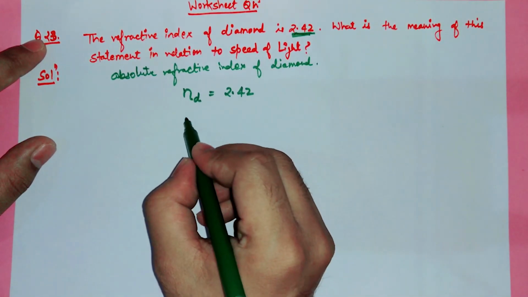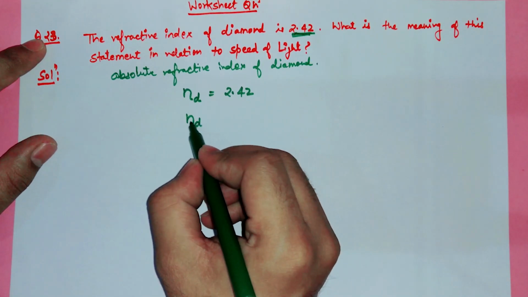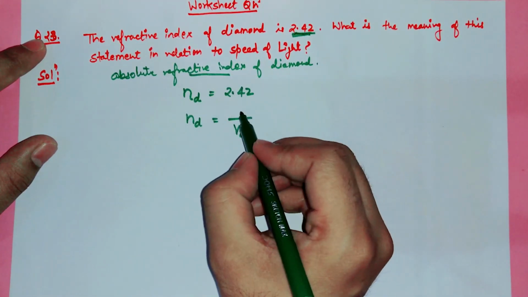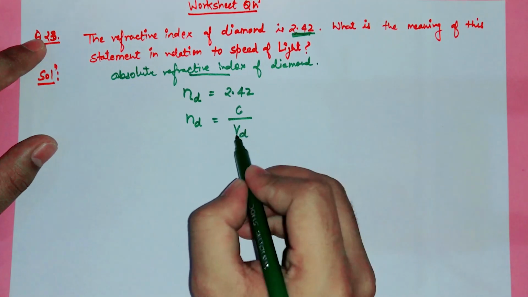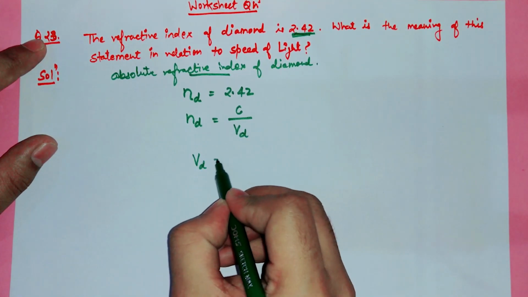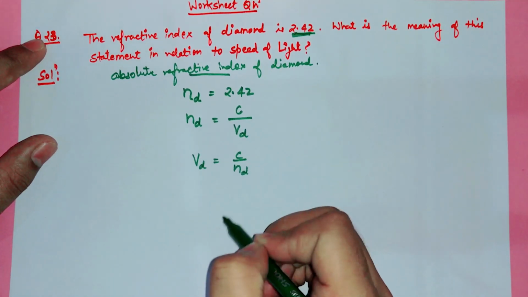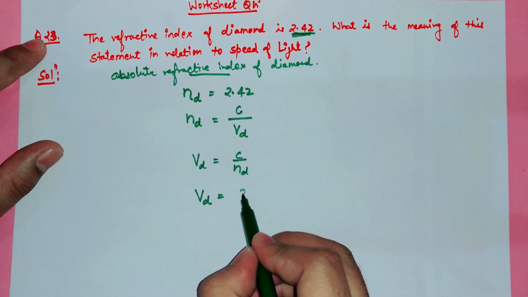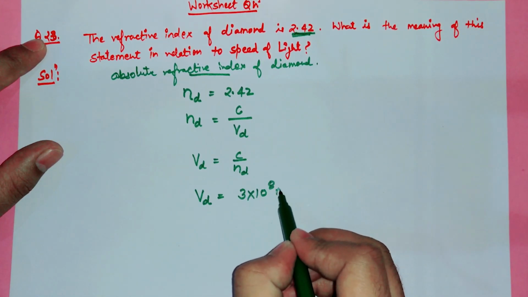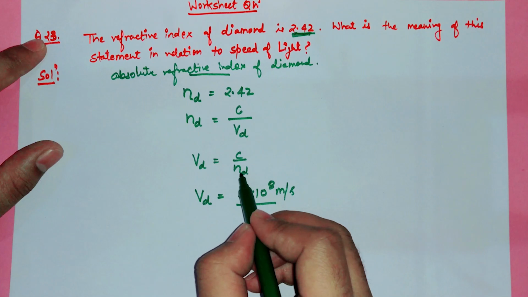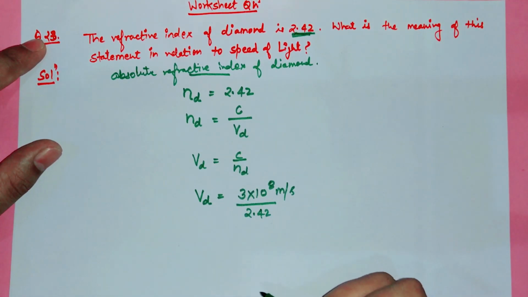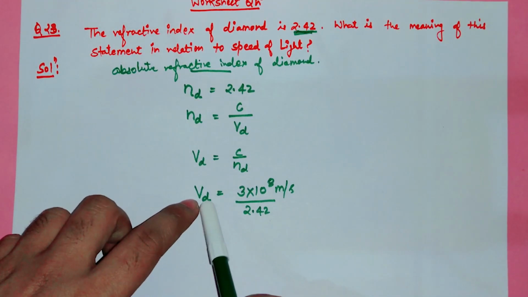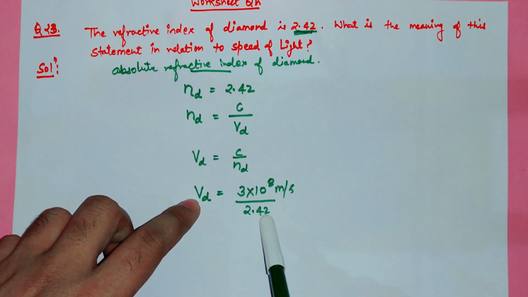Now we know the formula for absolute refractive index. This is the refractive index of diamond, so the velocity in diamond will be in the denominator, and the absolute refractive index is always with respect to the speed of light, so that is c. Now the velocity of light in diamond will be c upon nd, meaning the absolute refractive index of diamond. The value of c is 3 into 10 to the power 8 meters per second, divided by the refractive index of diamond, 2.42. Clear? So it means that the velocity of light in diamond will be 1 upon 2.42 times the speed of light.